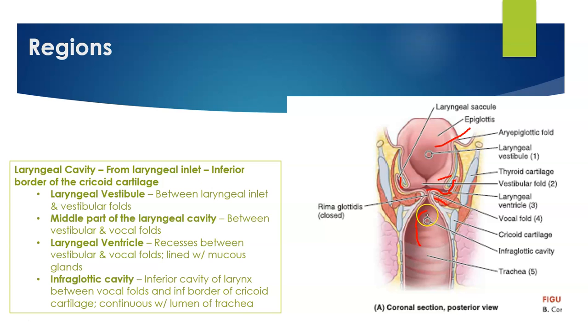And then finally, we have an infraglottic cavity seen here that lies between the vocal folds and the inferior border of the cricoid cartilage. And this area is also continuous with the lumen of the trachea.